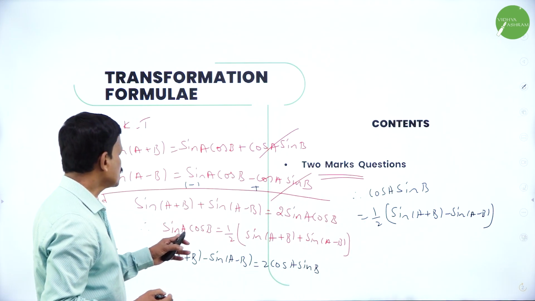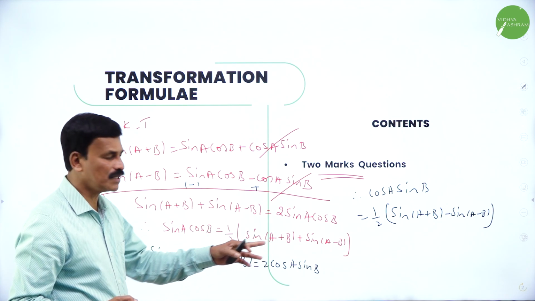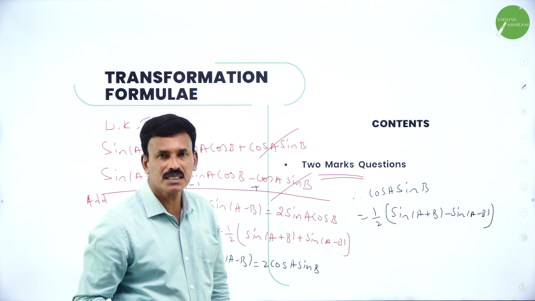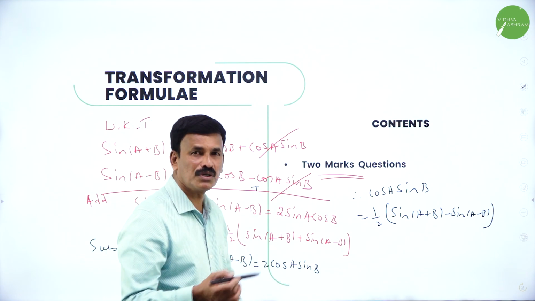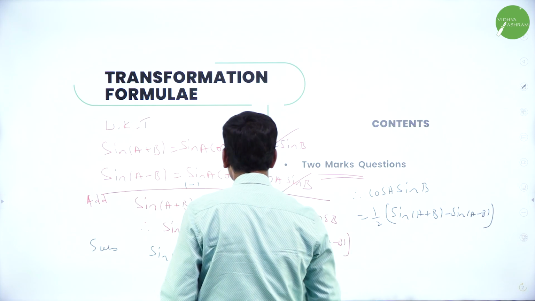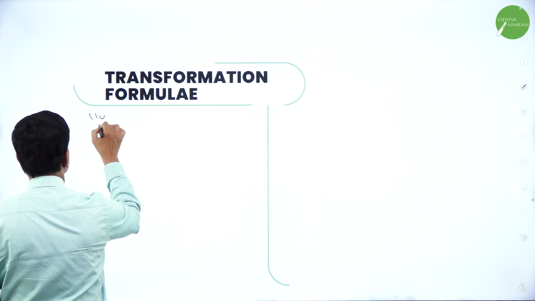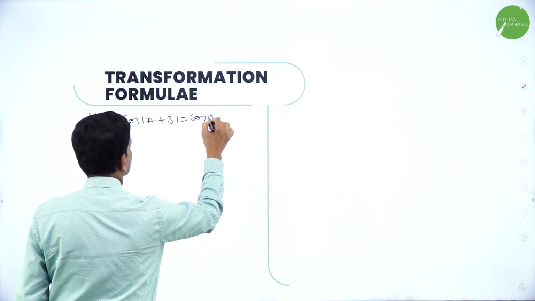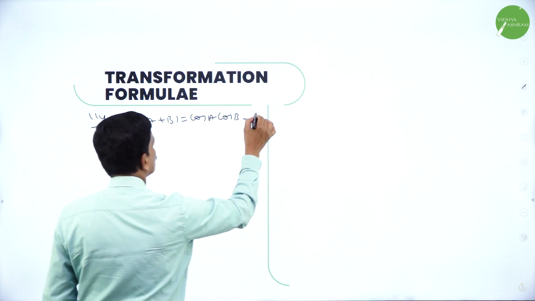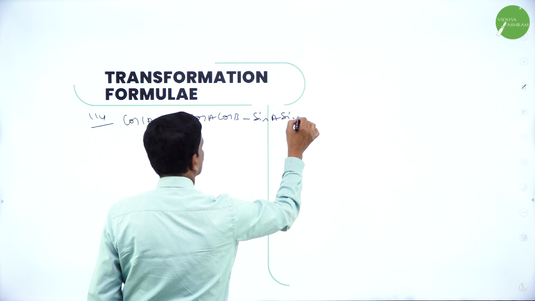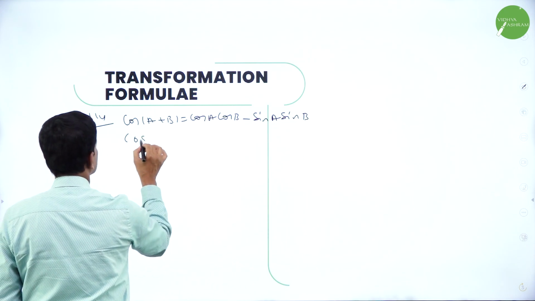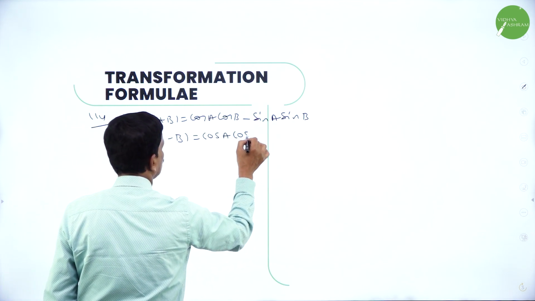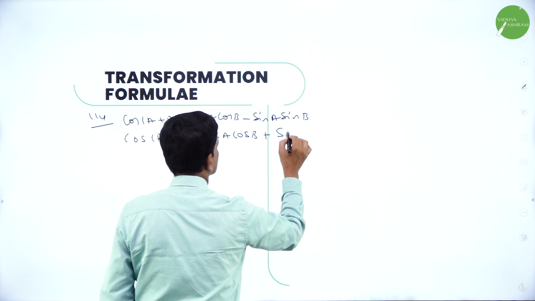So sin a cos b is half of sin(a+b) plus sin(a-b). Cos a sin b is equal to half of sin(a+b) minus sin(a-b). Right. Now similarly, two more formulas we will get, that is, similarly for cos(a+b) and cos(a-b). So cos(a+b) is equal to cos a cos b minus sin a sin b. And what is the formula for cos(a-b)? Cos(a-b) is equal to cos a cos b plus sin a sin b.